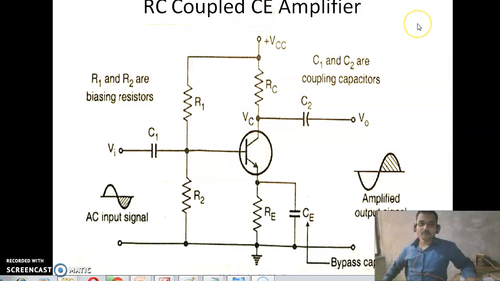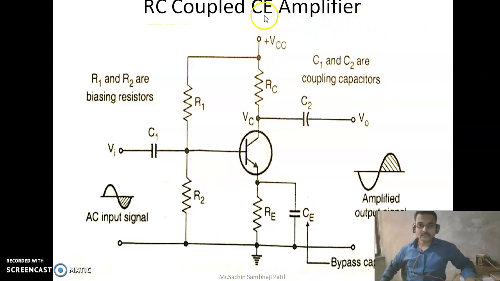In the case of a common emitter amplifier, the emitter terminal is common between input and output. We can see here this is the emitter terminal of the transistor, this is the base terminal, and this is the collector terminal. So the emitter is common between input and output. This is called a common emitter transistor, and we are using this common emitter as an amplifier.